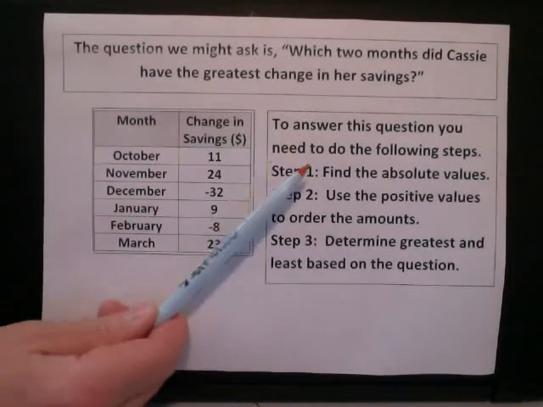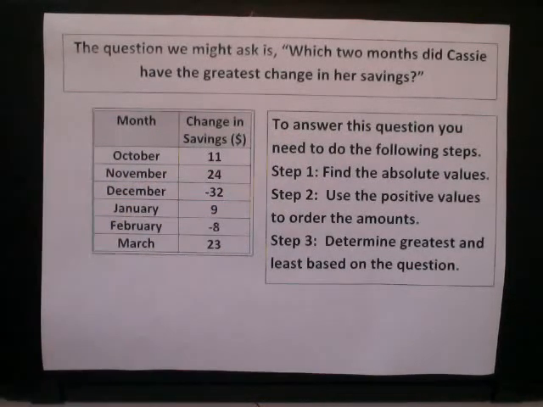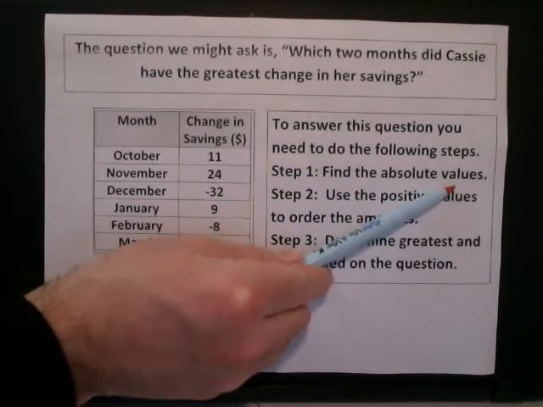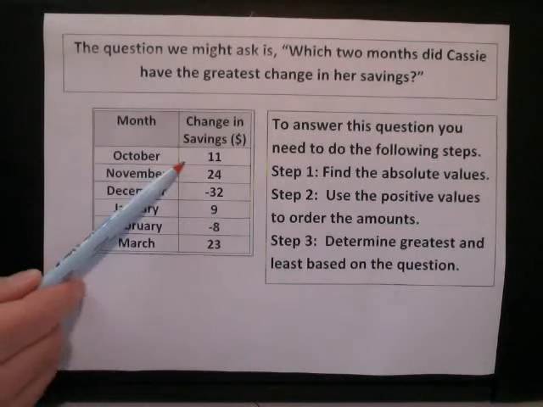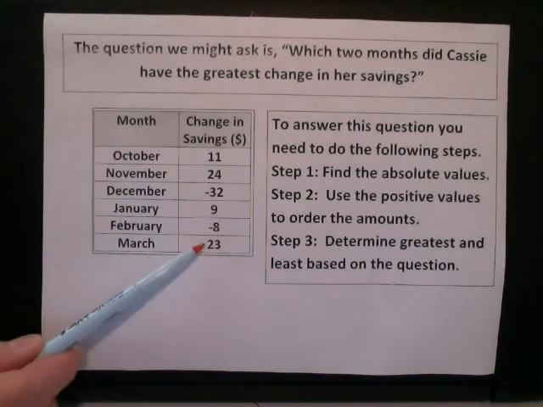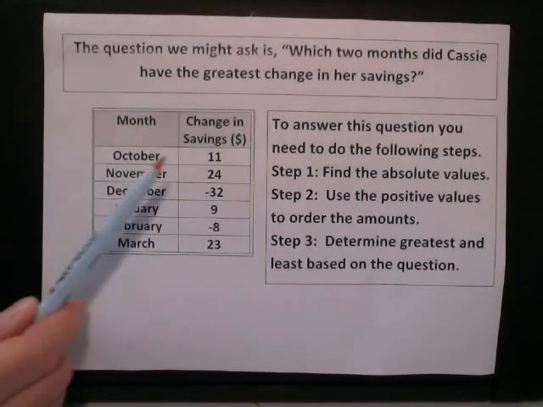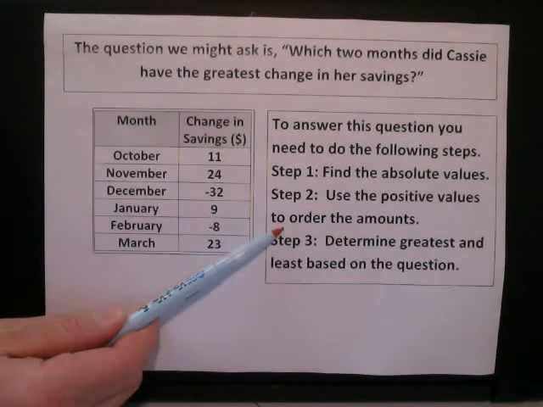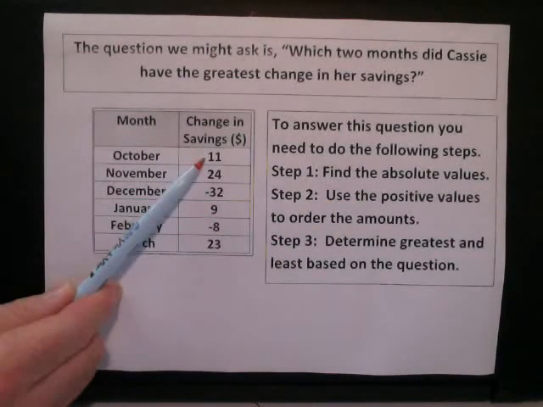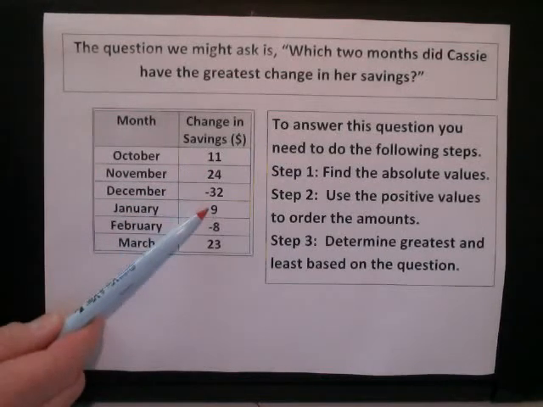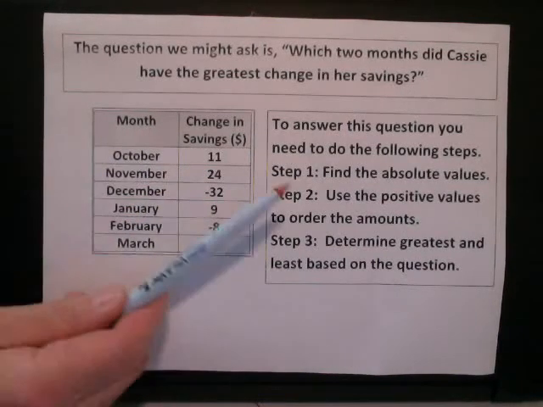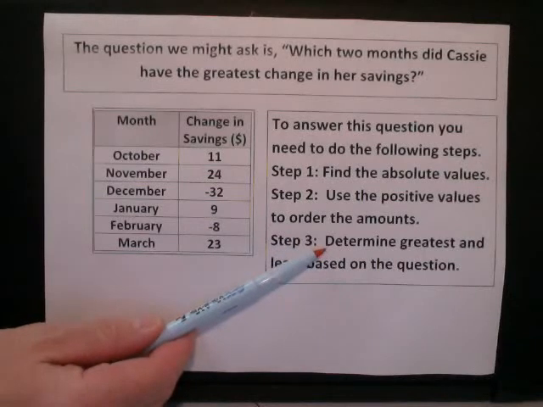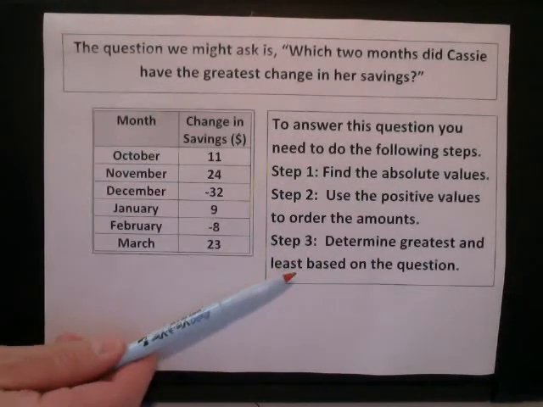So to answer this question, you need to do the following steps. Number 1, you need to find the absolute values for each amount. So the first step is to convert each of these into absolute values. Then use the positive values to order the amounts. So once you change these into absolute values, you will then be able to order them. And then the third step is to determine the greatest and the least based on the question.